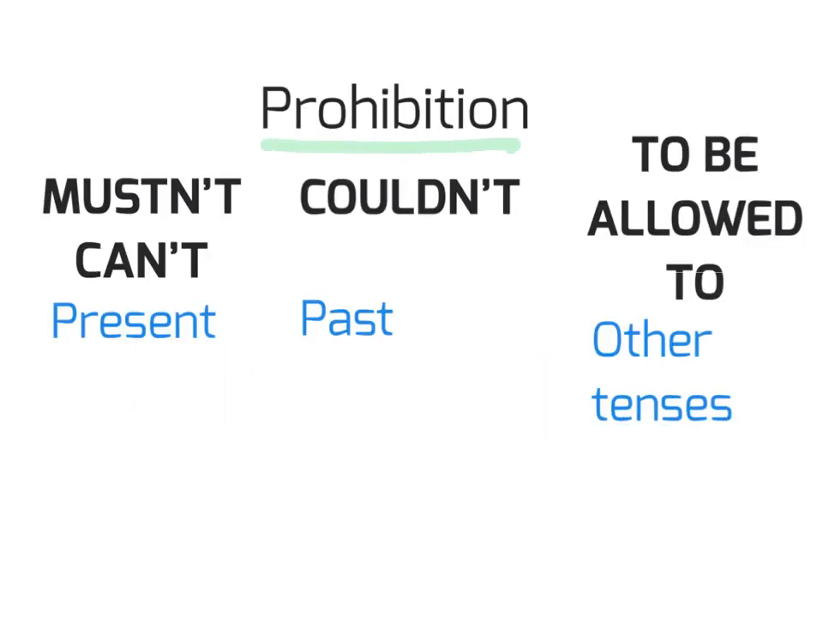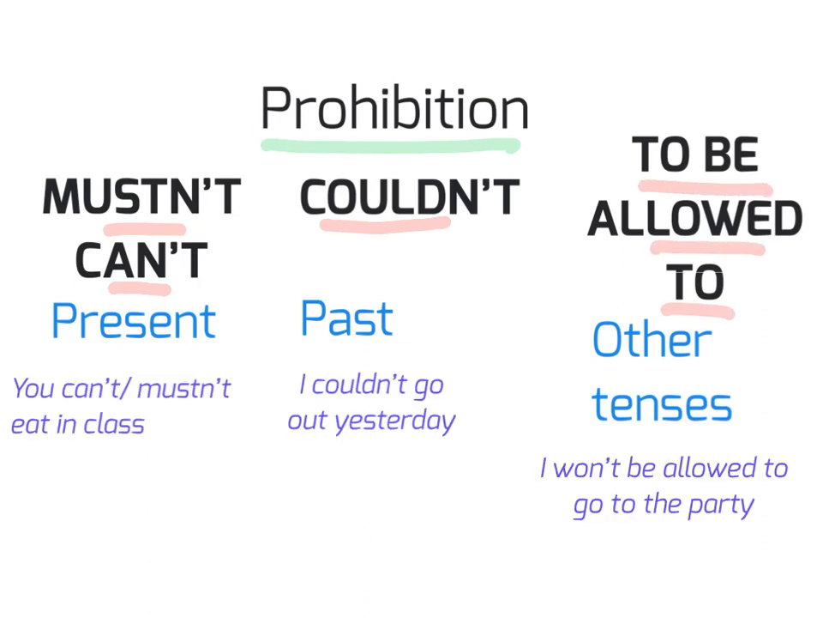So regarding prohibition, we use mustn't and can't for the present, couldn't for the past, and for the other tenses, including the past, we can use to be allowed to. Some examples are you can't or you mustn't eat in class. For the past, I couldn't go out yesterday, but we could also say I wasn't allowed to go out yesterday. And for other tenses, for example, for the future, I won't be allowed to go to the party.